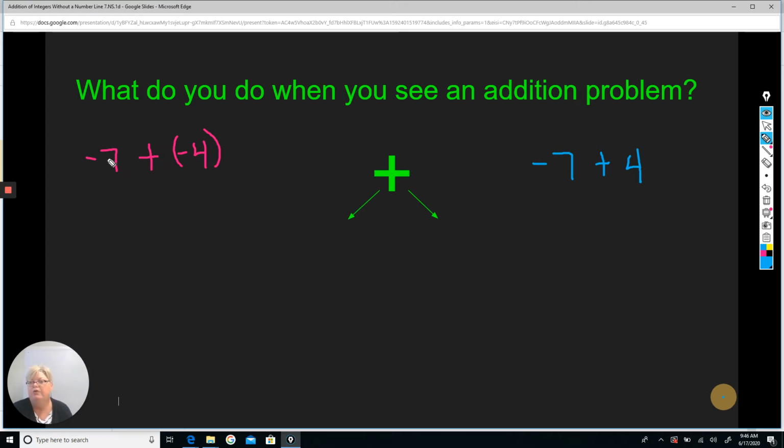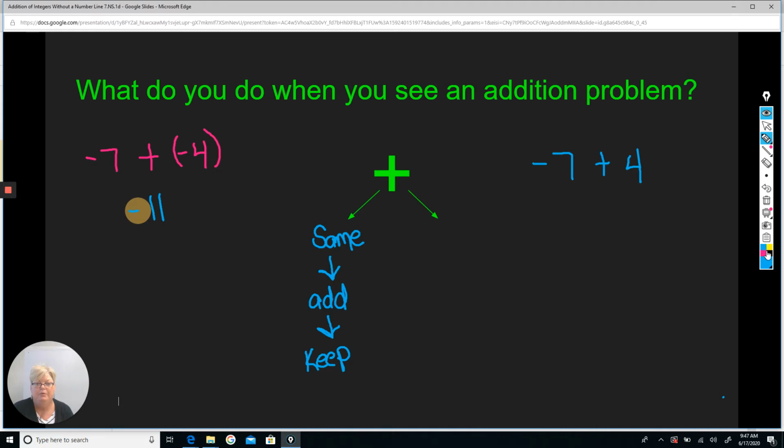-7 plus -4, they have the same signs, so I'm going to write the word same. And what happens if they have the same signs? Well, we're just going to add them. We're going to ignore the signs, and we're just going to add 7 plus 4 is 11. And then our next step would be to keep the sign. So because both of these are negative, we're going to keep a negative. So our sum of -7 plus -4 is -11.